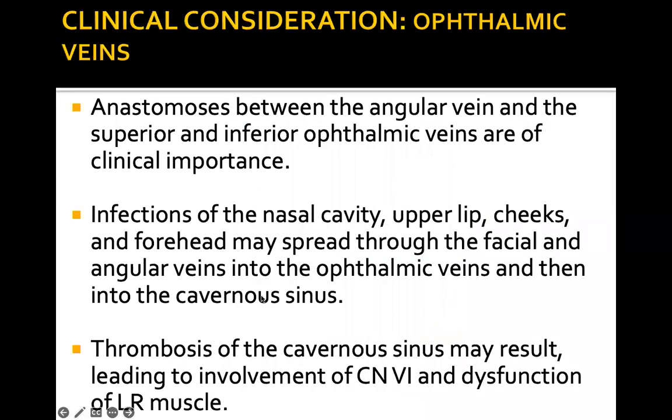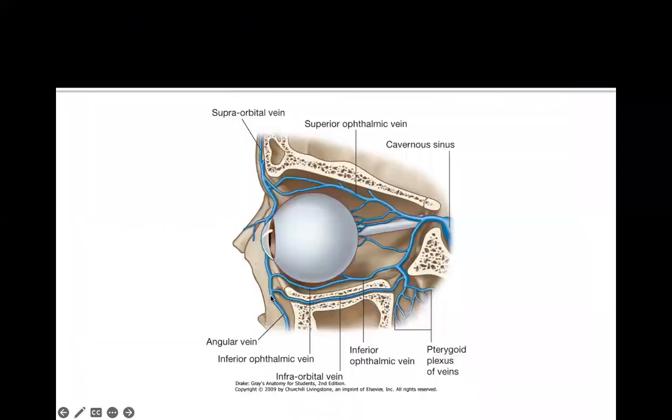So clinical consideration: anastomosis between the angular vein and the superior and inferior ophthalmic veins are of clinical importance. Why? Infections of the nasal cavity, so we are talking of the nose region, upper lip, even your upper lip, your cheeks and forehead may spread through the facial and angular veins into the ophthalmic veins and then into the cavernous sinus, and this is dangerous.